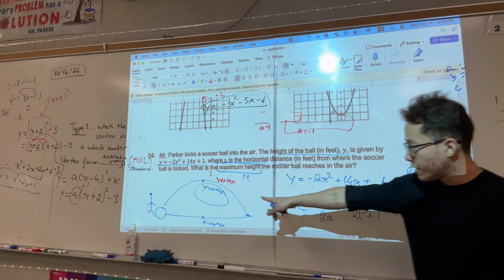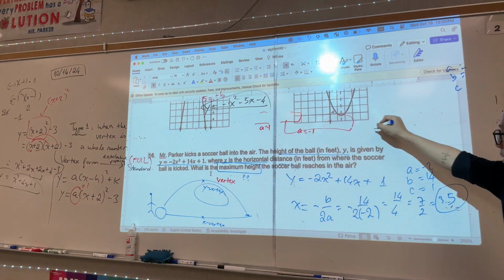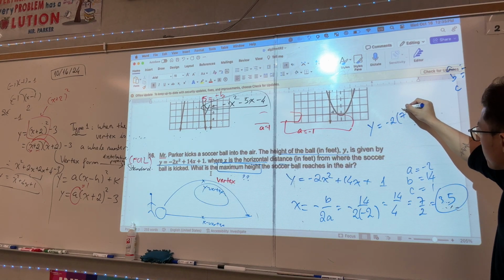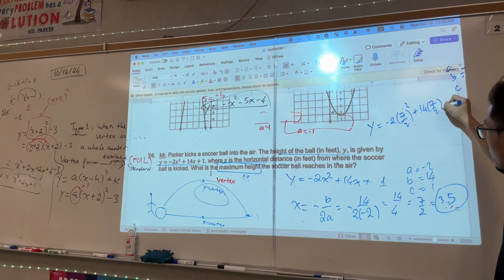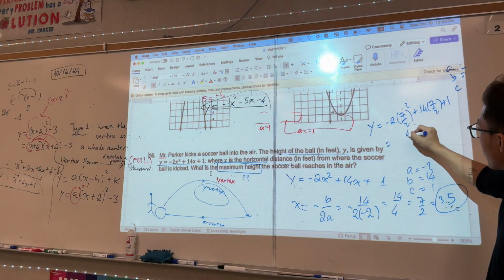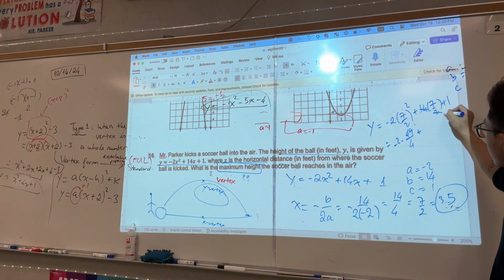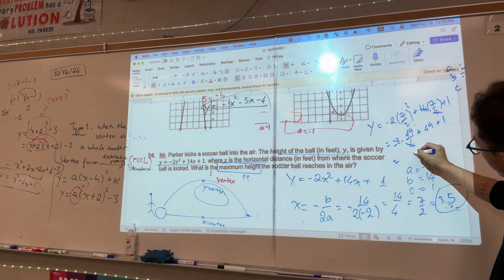Okay. Now they want you to find the y vertex. So plug it in here. y equal to negative 2. I'm gonna put the fraction so I can calculate it. Plus 14 times 7 over 2 plus 1. So that's 49 over 4. Plus 49 equal to 1. So that's going to be 40.